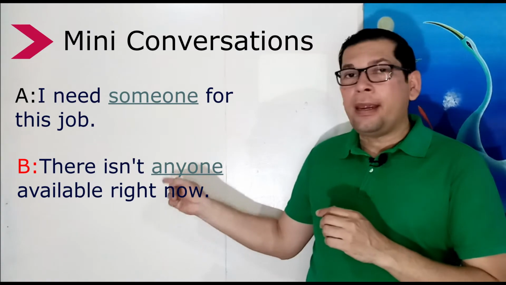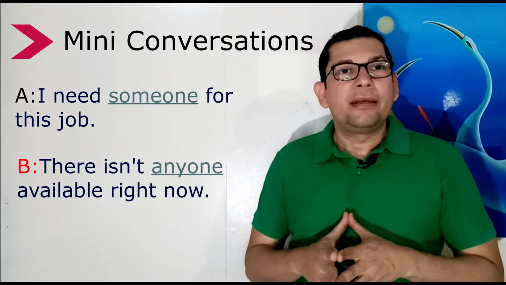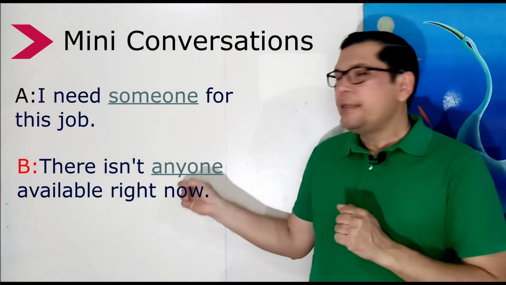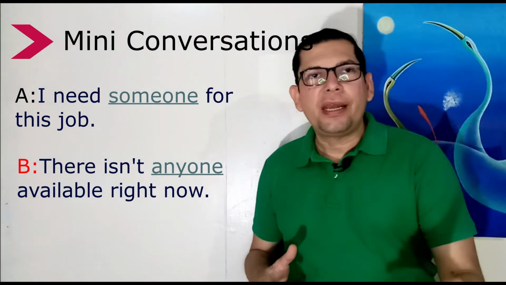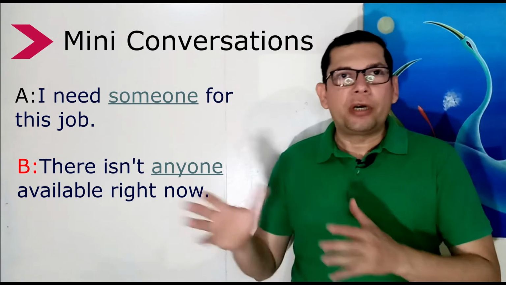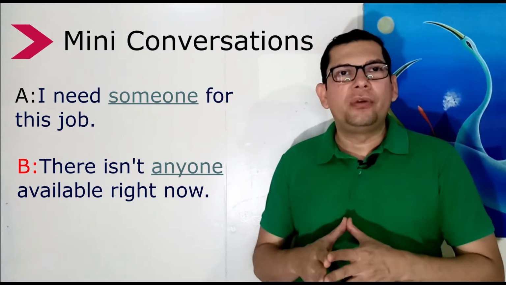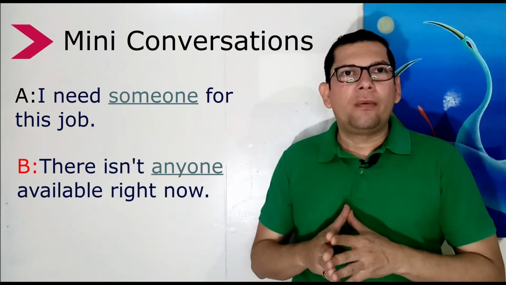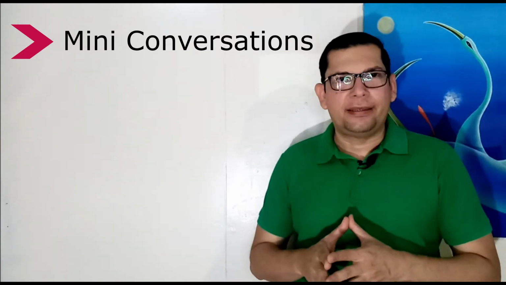And person B says, "There isn't anyone available right now." In this sentence, what we try to say is that there is no person right now available to do that job. We don't have anyone in mind, so we say the word anyone in the sentence.